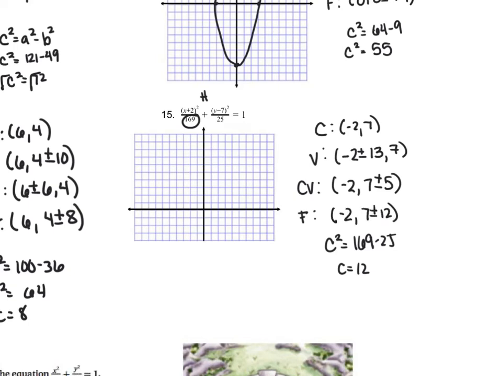All right, so my center is negative 2, comma 7. My vertex is at negative 15, 7, which is all the way over here, comma negative 11, 7. My co-vertices are at negative 2, 12, which would be up here, and negative 2, 2.